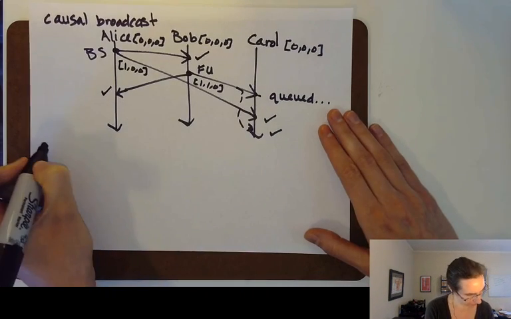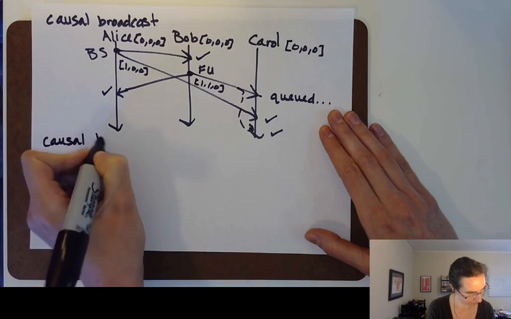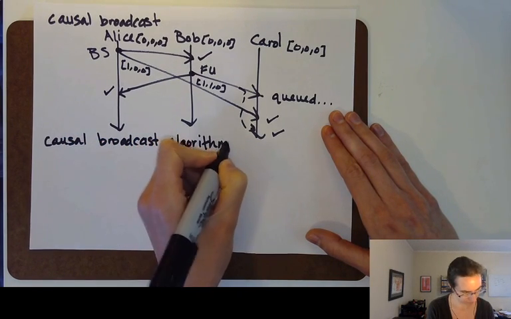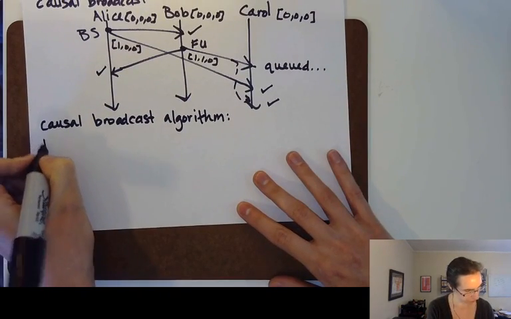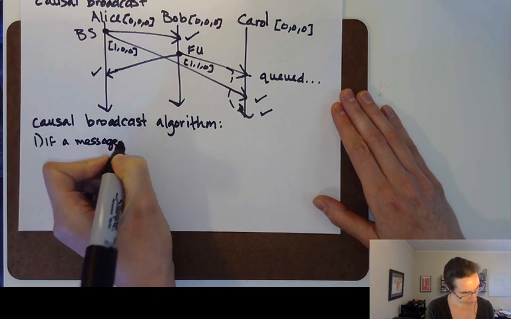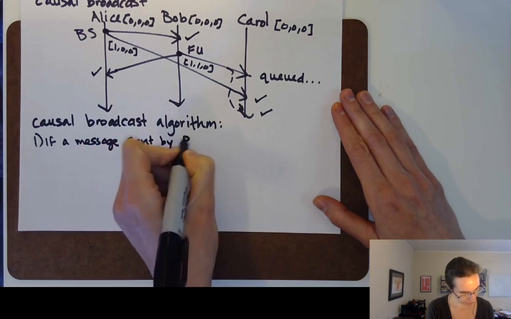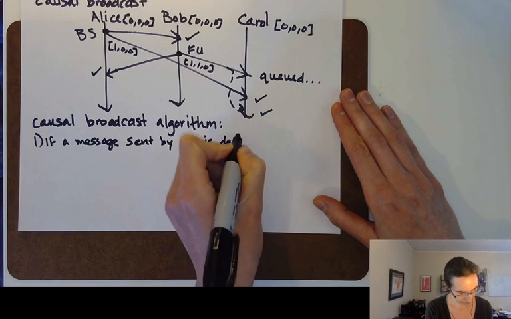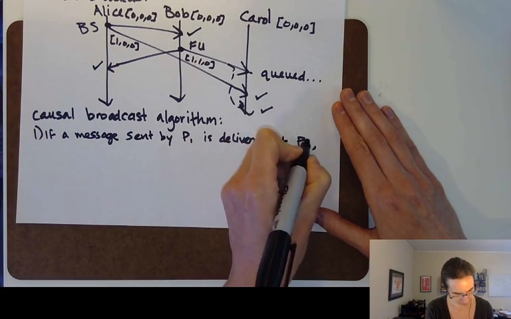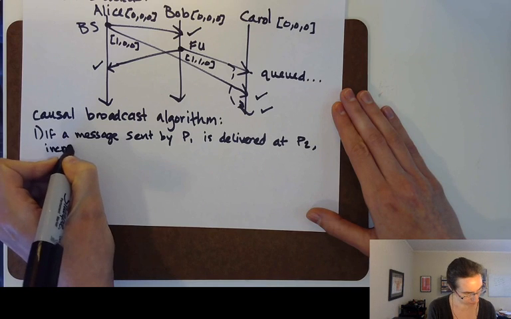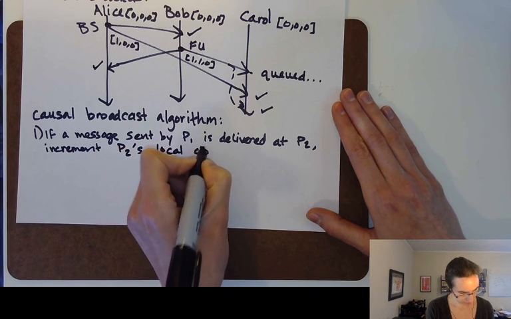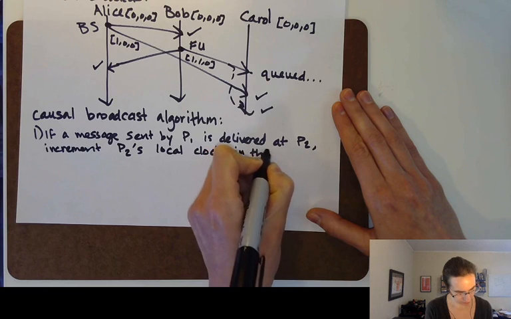Okay, so causal broadcast. So first rule, if a message sent by process 1 is delivered at process 2, increment process 2's local clock in the process 1 position.